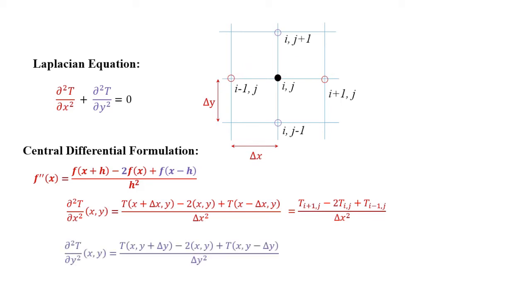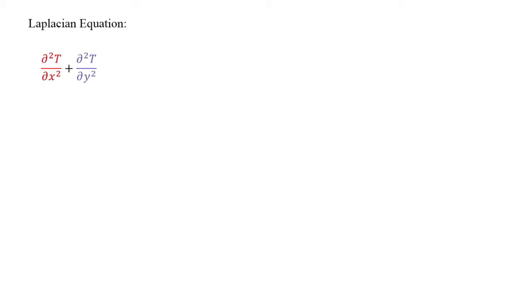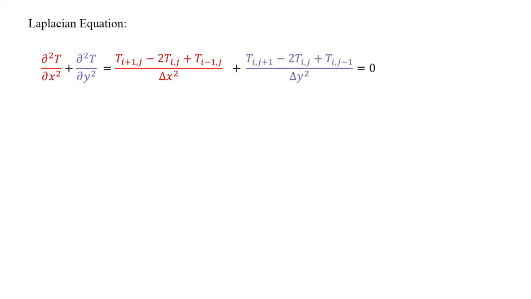Similarly, this is the expression for del square T by del y square, and in terms of node number, the equation is written as T of i comma j plus 1 minus 2 times T of ij plus T of i comma j minus 1 divided by delta y square. Now let us combine this approximation to represent Laplace equation at particular node ij. So on the right hand side, we have a differential approximation for del square T by del x square plus del square T by del y square.